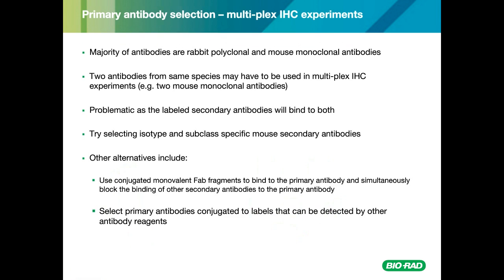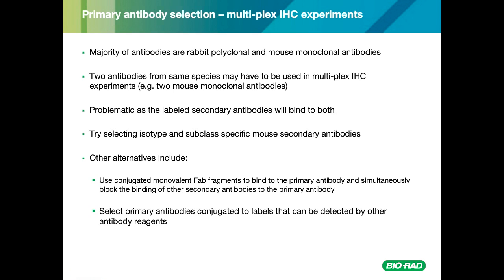In order to get the most out of your experiment, you might want to detect multiple antigens simultaneously to determine if they co-localize. This technique is known as multiplexing and is increasing in popularity. As the majority of commercially available antibodies are rabbit polyclonals or mouse monoclonals, 2 antibodies from the same host species may have to be used in multiplex IHC experiments.